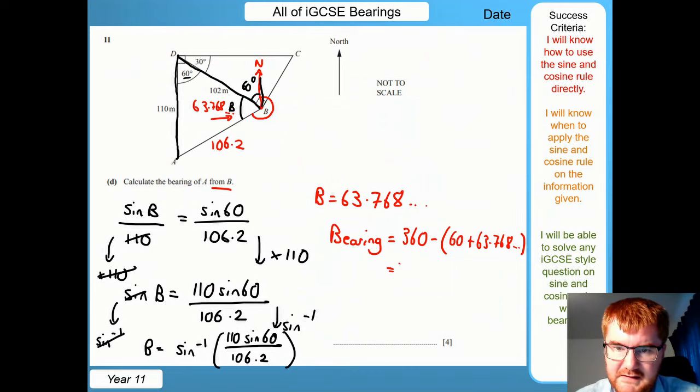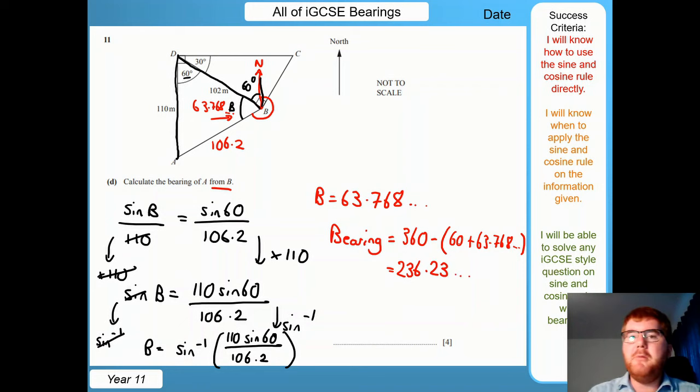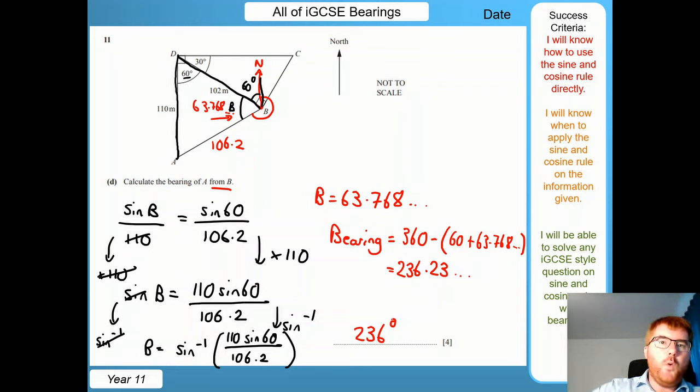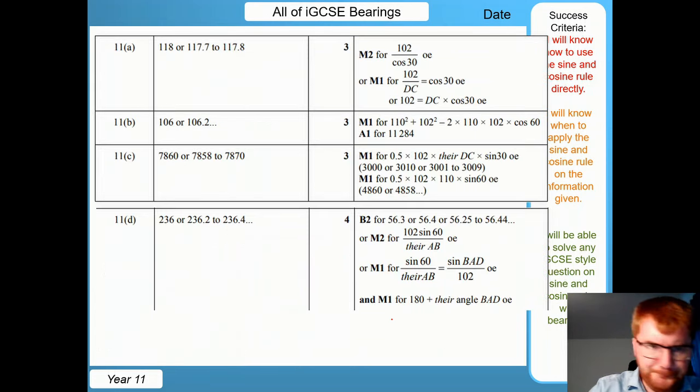236.23, which I'm going to write in full. The examiner knows what I've been doing. And remember, a bearing has to have three digits, but we have three digits here, so 236 degrees. Notice I've done this quite differently to the mark scheme. So do notice that they've taken a completely different approach, but that's absolutely fine. This is, again, for an A-star question, that's very, very typical that you may want to take a slightly different method to get to that same answer.